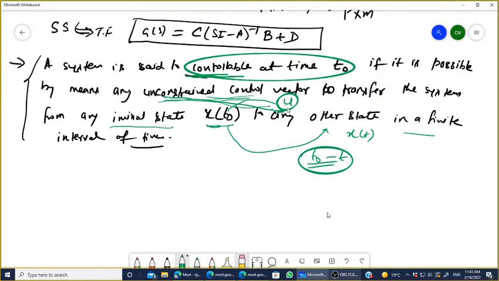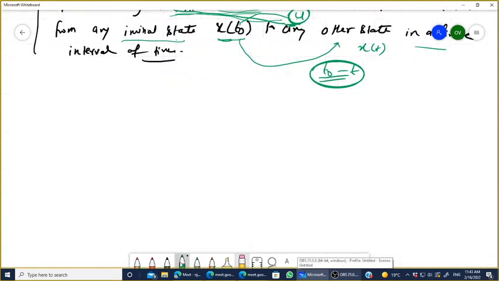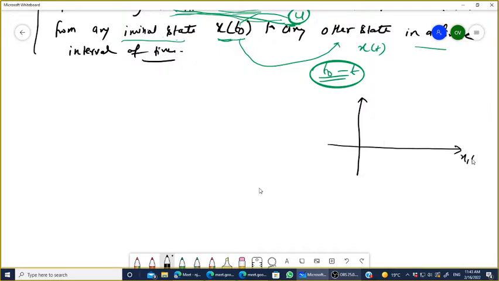Now let's try to understand this in a graphical form. Let's say we have the two states x1(t) and x2(t). Okay. So let's say we have the initial state here. Let's say we have one state initially defined at this place, the initial state, right?